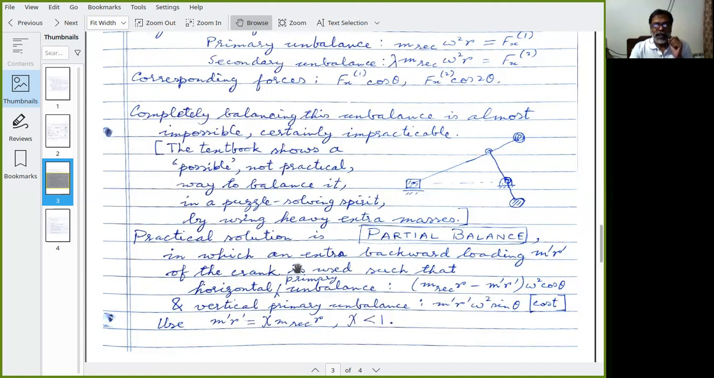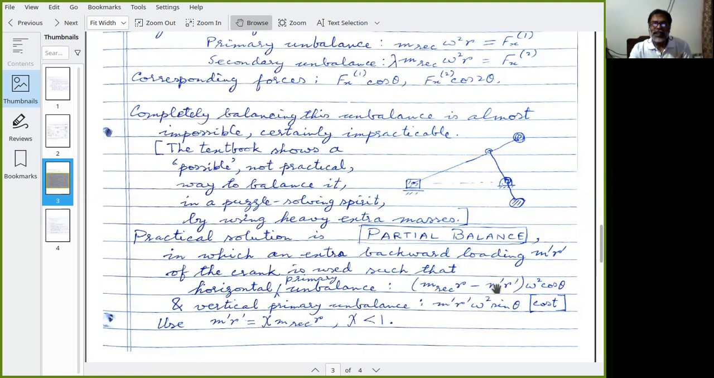So what you do is a partial solution. So m prime r prime you don't want equal to m rect r. You want a little less. So that the remaining horizontal primary unbalance is m rect r minus this thing into omega square cos theta, and the corresponding vertical unbalance that gets created because of this extra counter mass, that is m prime r prime omega square sine theta. So this is the cost of this reduction here.